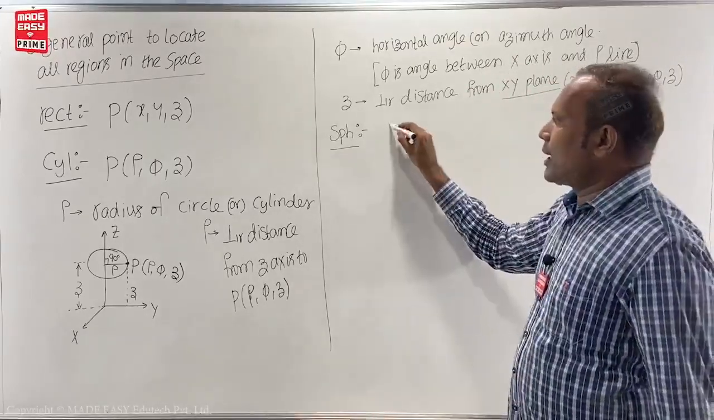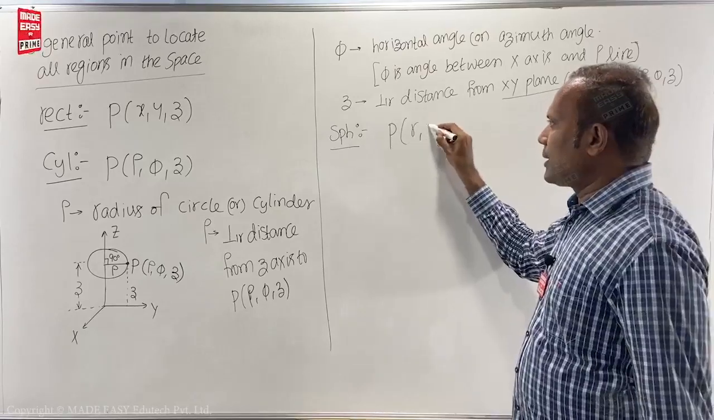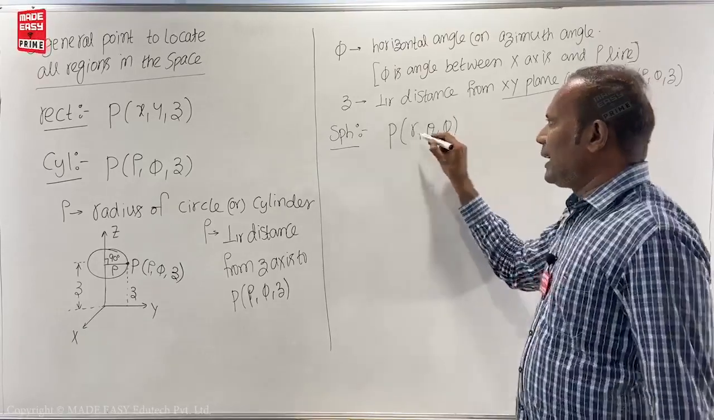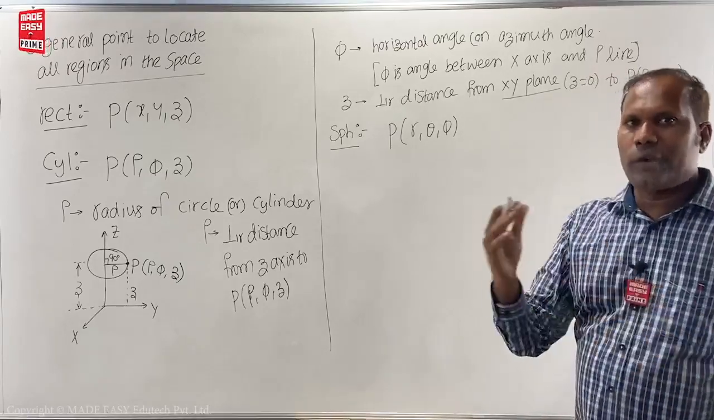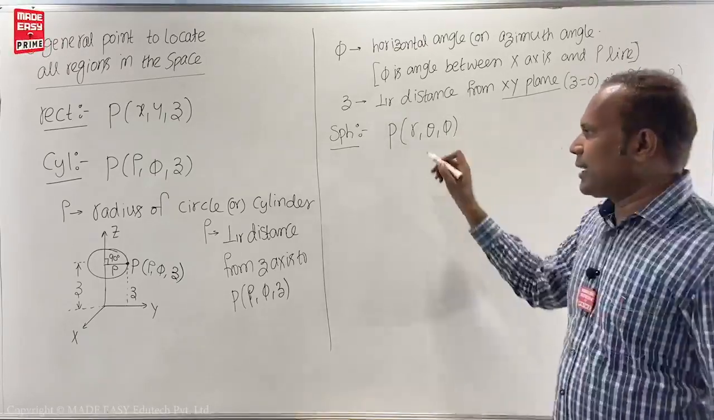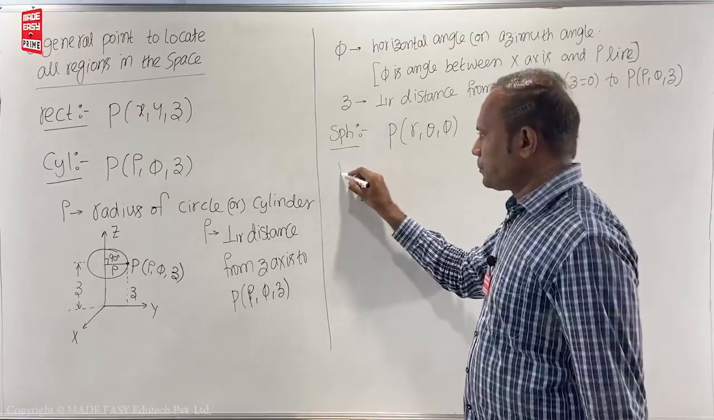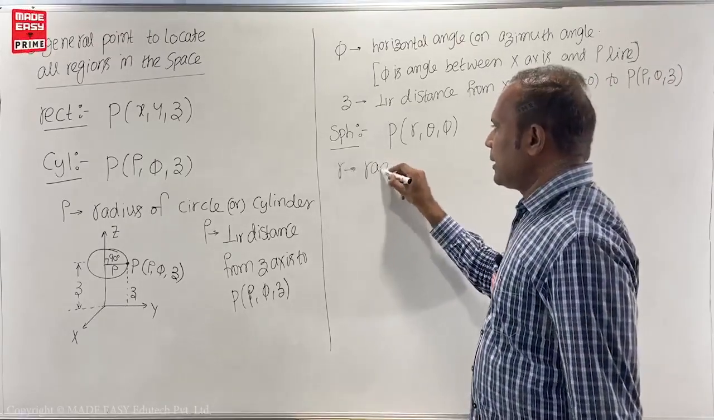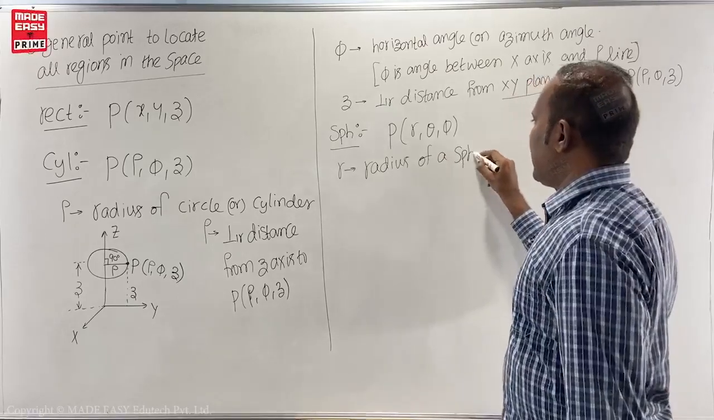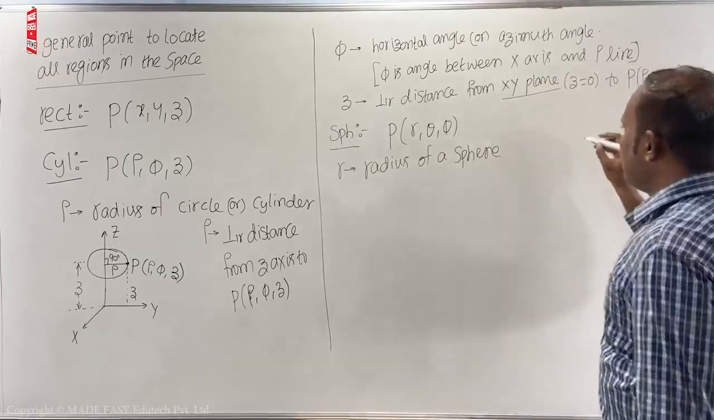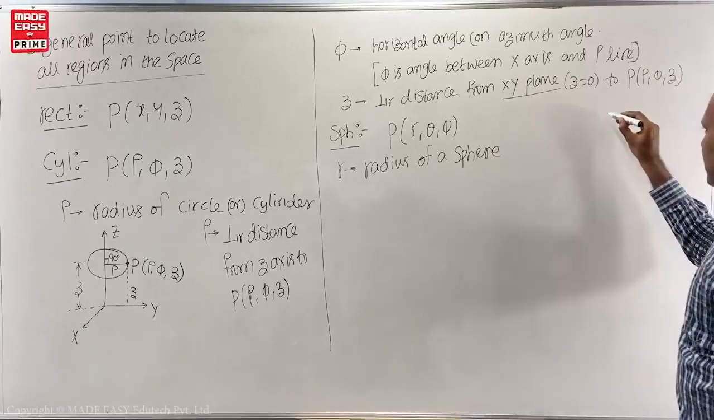Similarly, what is the general point in the spherical system? That is P(r, theta, phi). Here change the r, theta, phi values, then you can locate all the locations in space. So what is r here? Here r is the radius of a sphere. The diagram was like this.